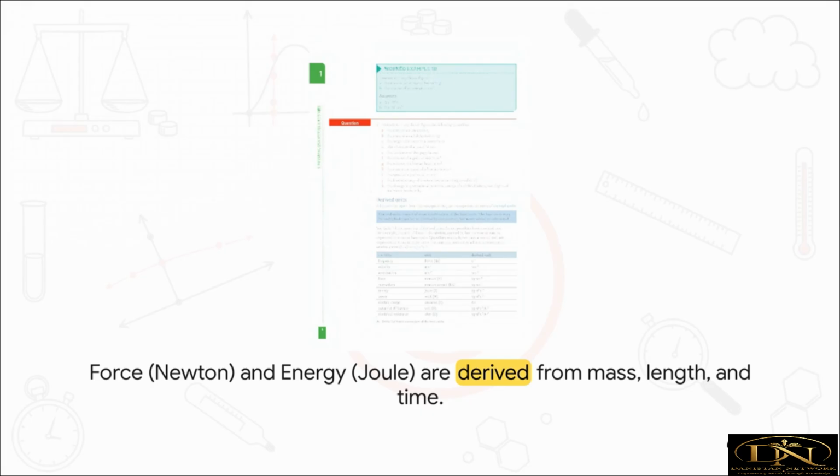Take a look at this table. You see the unit for force, which is called the newton. But what is a newton? Well, this table shows you its recipe. It's just a specific combination of kilograms, meters, and seconds.